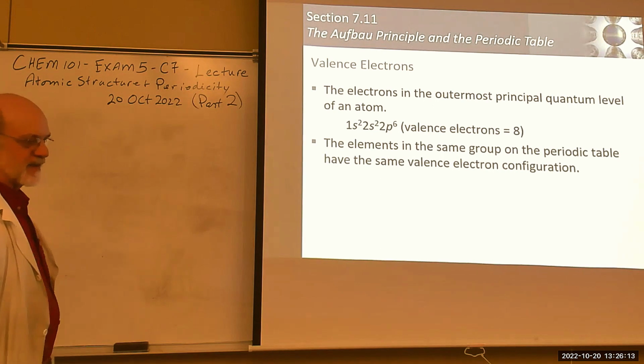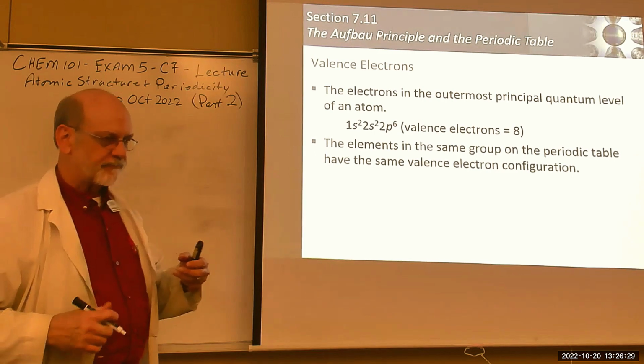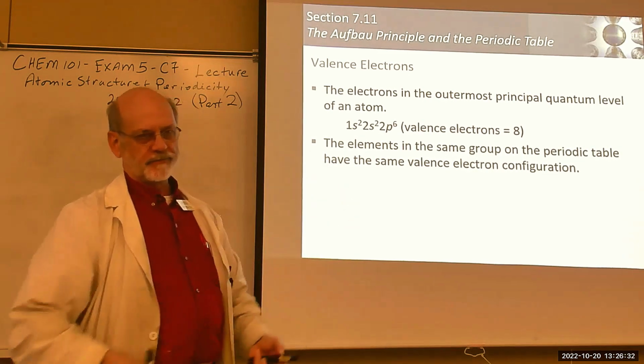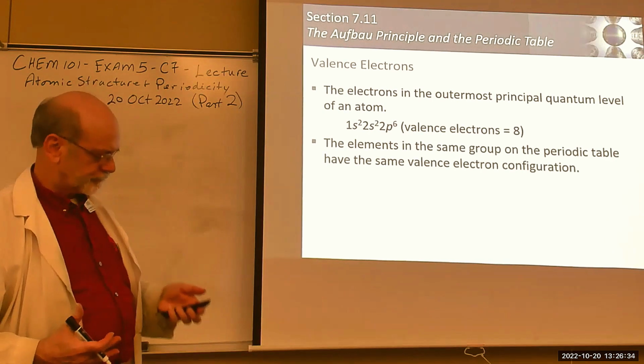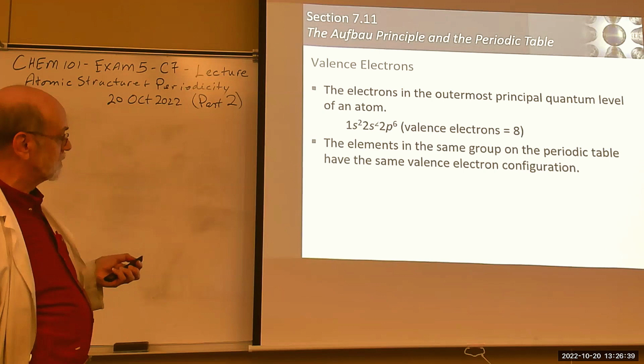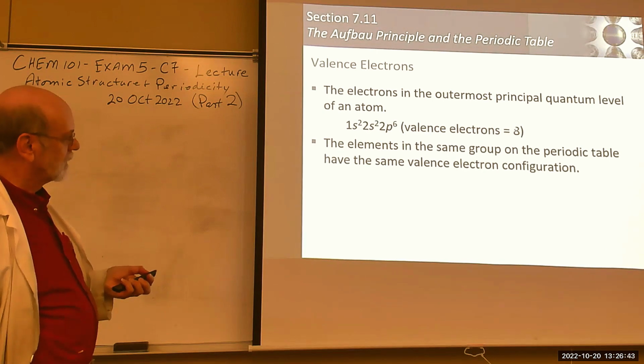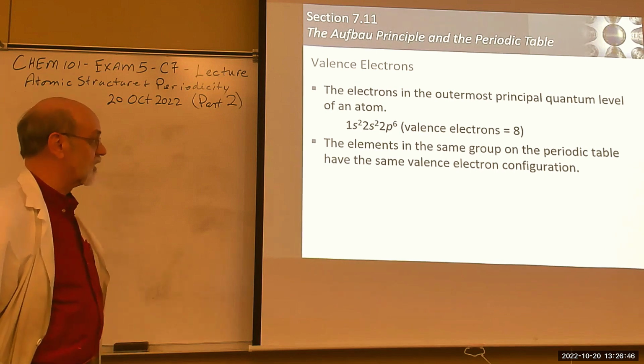Now, what is the valence electron? In short, the valence electron is any electron that is available for bonding. And the electrons that are available for bonding are in the highest energy level, the highest principal quantum number. So any 2s, in this case, any 2s will be valence. So we have 2 plus 6 is 8. We have 8 valence electrons.